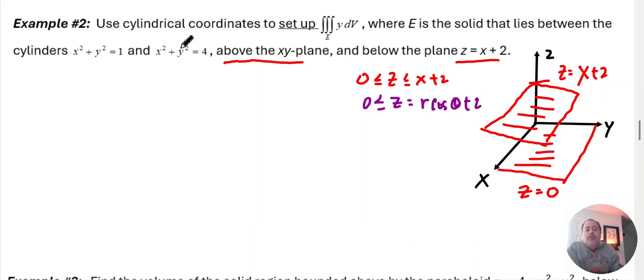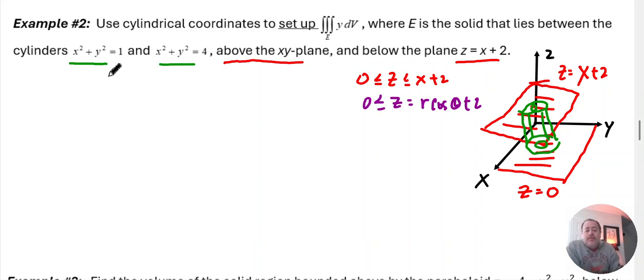Then we're going to look at our cylinders, x squared plus y squared equals 1 and x squared plus y squared equals 4. The cylinders are going to be in between these two planes, and you guys know I don't draw well at all, so it's going to look something like this. Our two cylinders are inside of that, between the two planes.